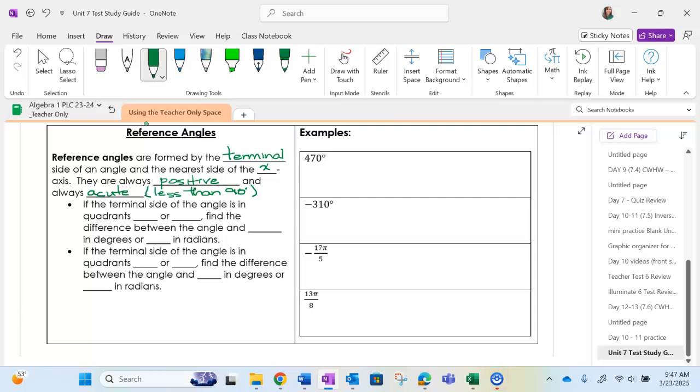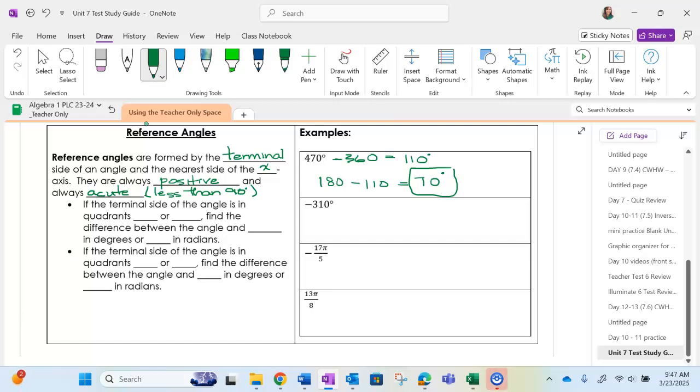All right, so let's see what happens. 470, okay? 470 is all the way around once. So we need to take out one rotation, and we get 110. Now, the closest x-axis, because we know it's in the second quadrant, because we already did it above, is 180. So what is 180 minus 110? That gives you 70 degrees. That is your reference angle. Closest x-axis is 180, and you took away 110.